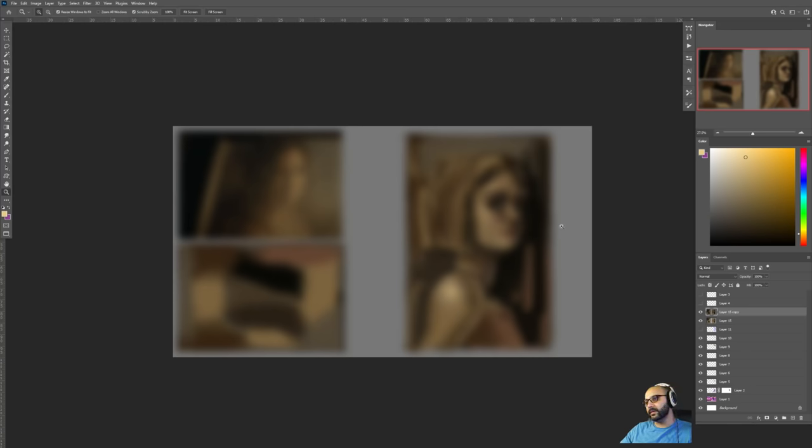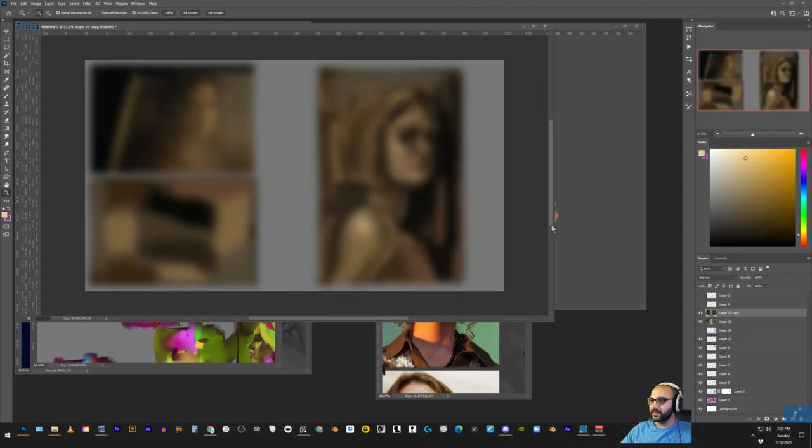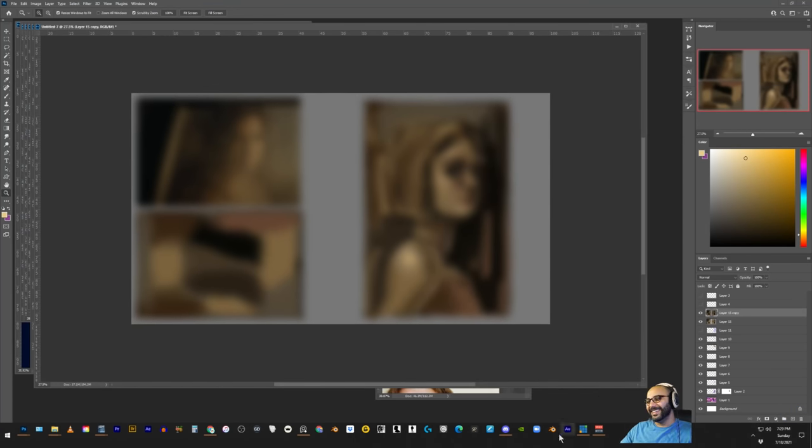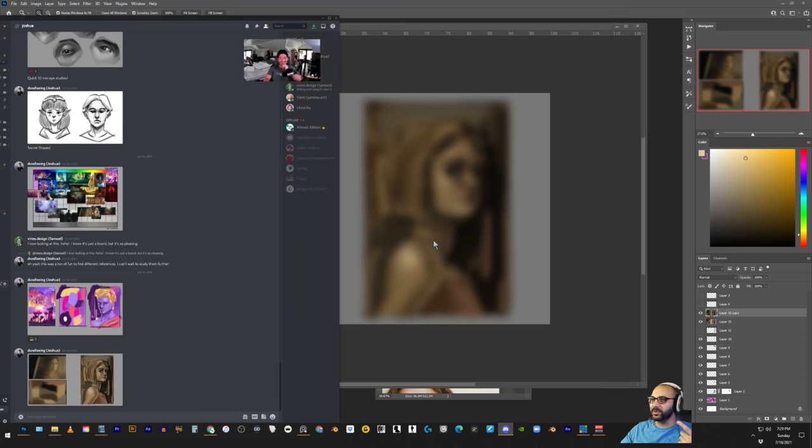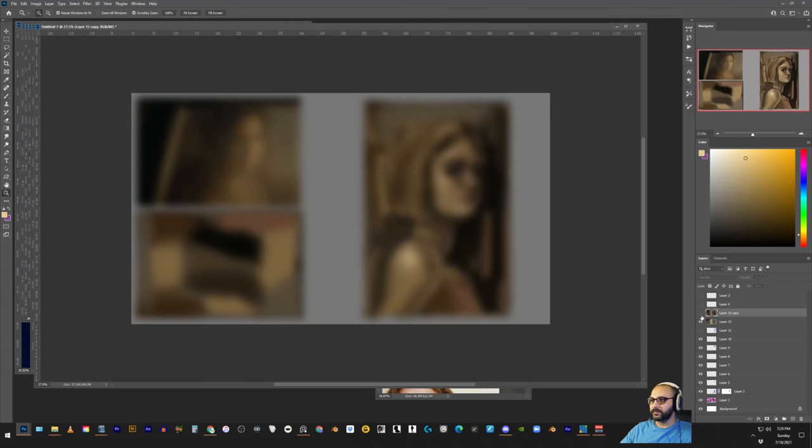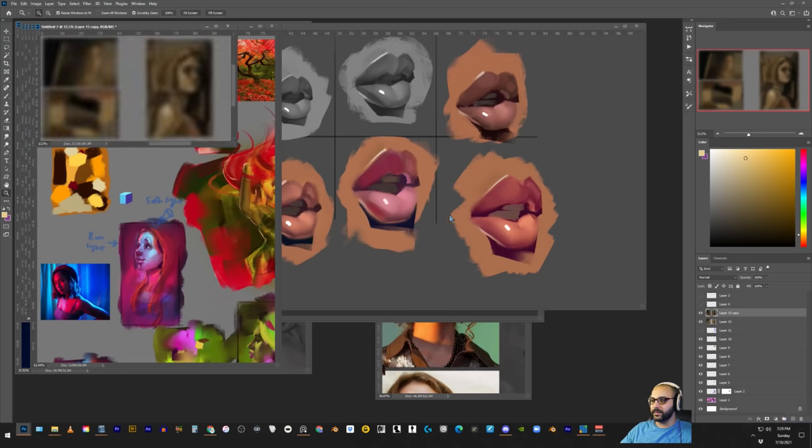Dang. Yeah, because I also blur. You're squinting a lot harder than I am. Yeah, because I also blur my eyes too. So if you're able to blur your eyes, I squint and blur, because it's much easier to see the value groups. Yeah, that's so interesting.